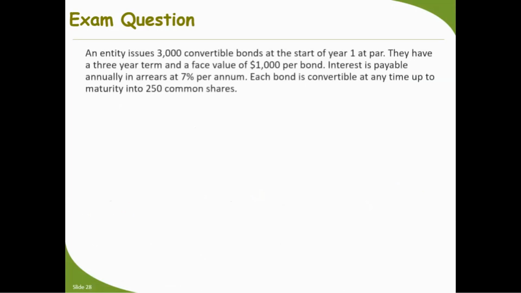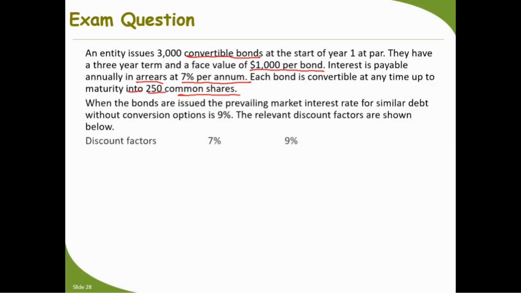Now next is an entity issued 3,000 convertible bonds at the start of year 1. This is a compound instrument, a convertible bond. They have a 3 year term and a face value of $1,000 per bond. Interest is payable annually in arrears at 7% per annum. Each bond is convertible at any time up to maturity into 250 common shares. So it is a compound instrument. When the bonds are issued, the prevailing market interest rate for similar debts without the conversion option is 9%. This is the effective rate. We have already discussed that compound instruments have this characteristic, so the interest rate is lower. So this is your effective interest rate. And these are the relevant discount factors.